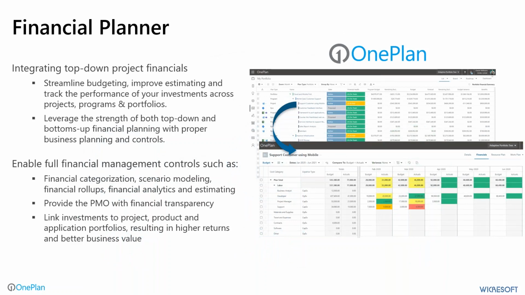So what Paul's going to be showing you today is our financial planner, and he'll be talking about integrating top-down project financials into the portfolio so that we can enable full financial management controls, detailed cost categorization, time phasing of data, et cetera. And I won't steal his thunder, but the idea here is that at this higher level portfolio, which could have execution being done in a variety of execution tools, the financial planning and execution and management pieces can be consistent across all of those work efforts.